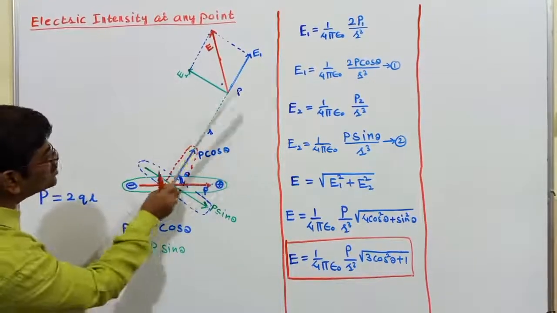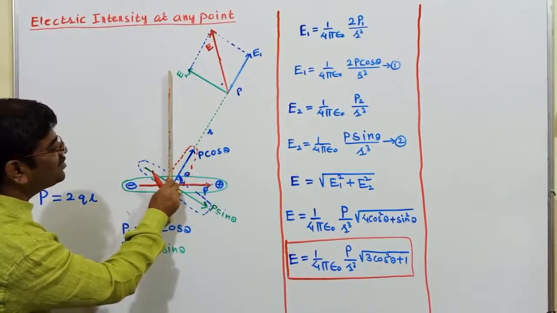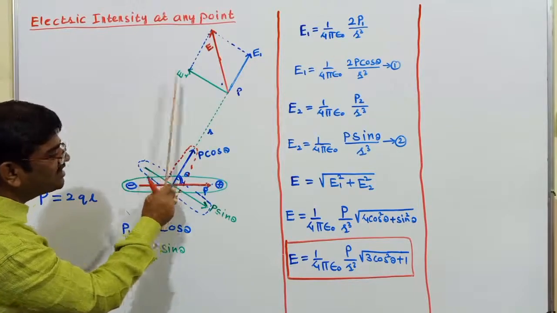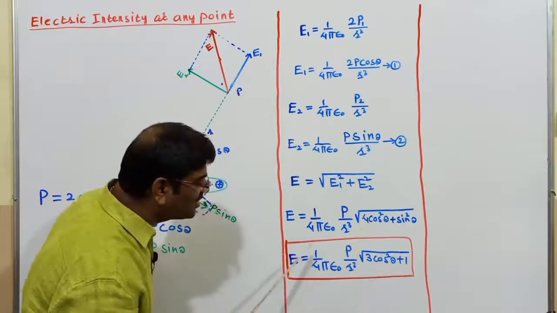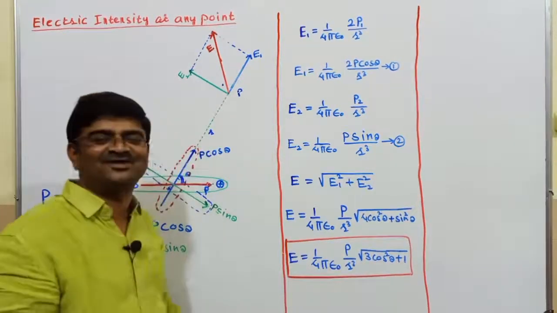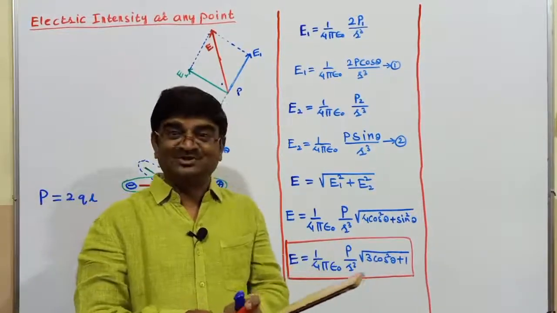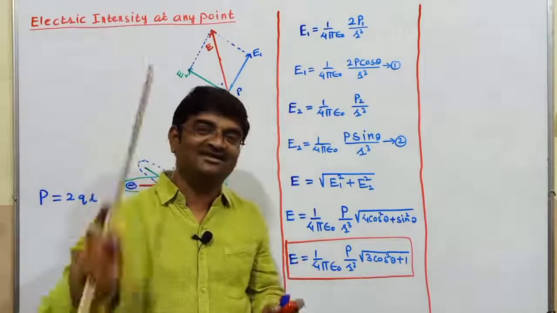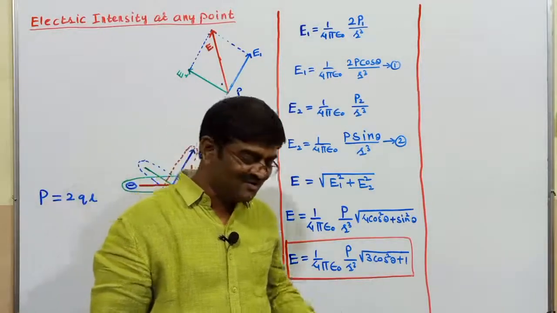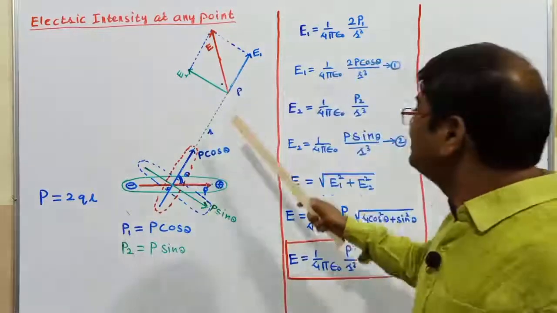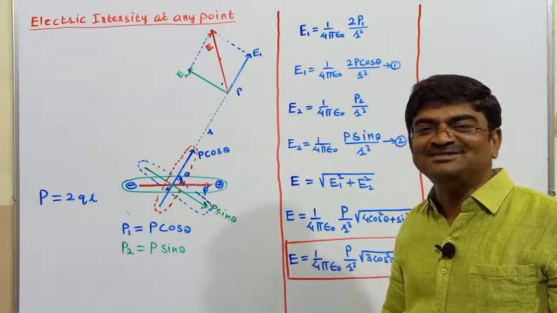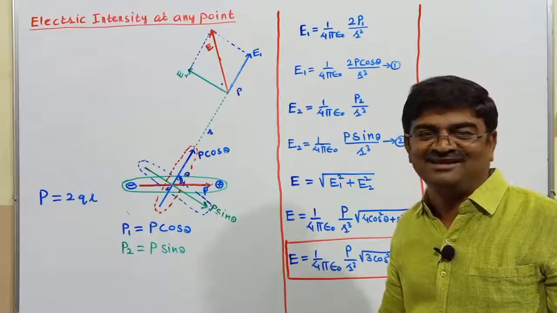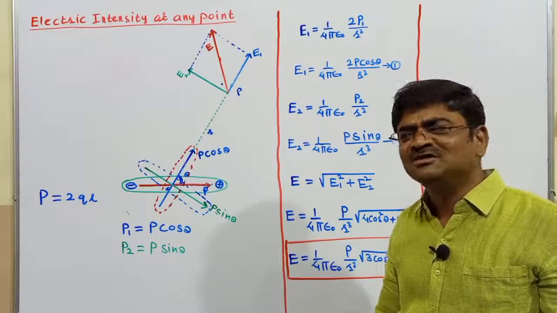Suppose if this line is over here like this. Equatorial, theta 90, cos 90 is 0. Root of 1 is 1. You get 1 upon 4 pi epsilon 0 p by r cube. So this is a more general expression you can say than the earlier two. So this is about magnitude of intensity at P. But that's not the complete description about a vector. Again, I need to know the direction.